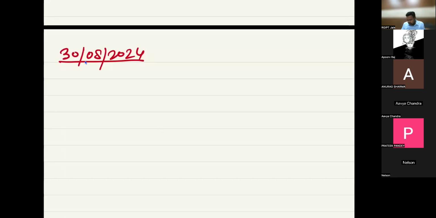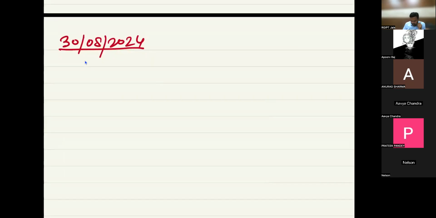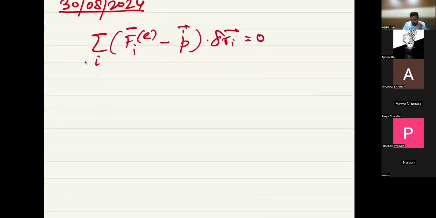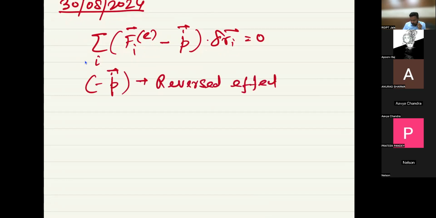Okay, so in the last class I told you about D'Alembert's principle. I told you that when the system is in dynamic equilibrium, this quantity, F(Ee) minus Pi dot, delta Ri, is equal to 0. One thing I forgot to mention, this quantity Pi dot is also called reversed effective force.